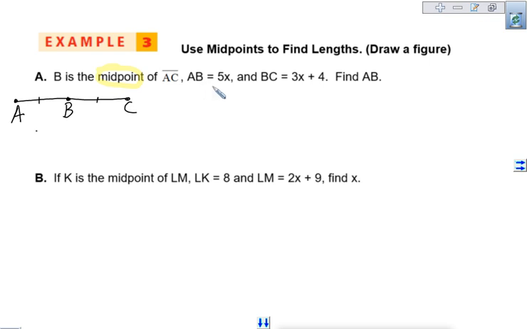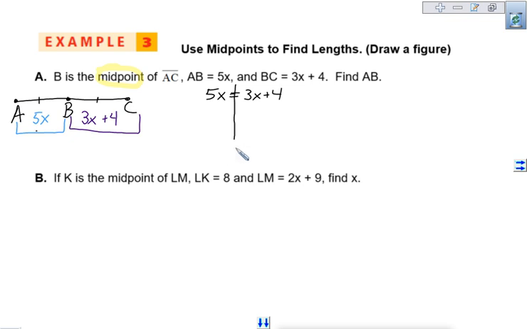Then we know that the length of AB is 5x. The length of BC is 3x plus 4. So, again, we know that those two things are equal, so we can set them equal to each other. So 5x equals 3x plus 4, and then we can solve for x. If you need to put your line down the middle, go ahead and do so.